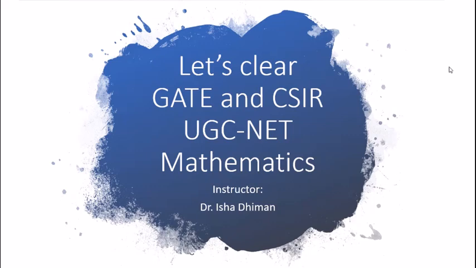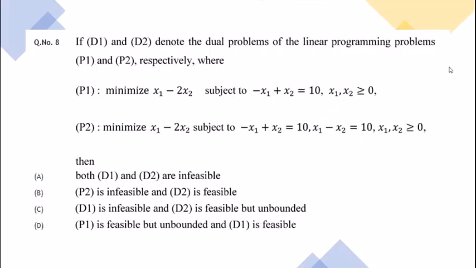So let's look at the question of today. The question appeared in GATE 2020. Let's read the statement first. It says, if D1 and D2 denote the dual problems of linear programming problems P1 and P2 respectively, where P1 is this and P2 is this.